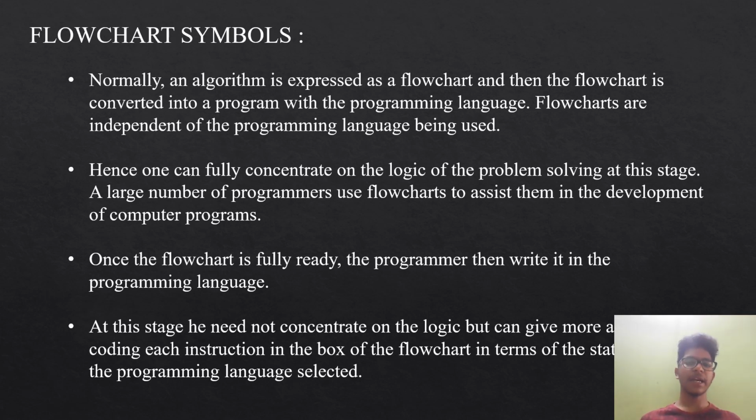Flowchart symbols. Normally, an algorithm is expressed as a flowchart and then the flowchart is converted into a program with the programming language. Flowcharts are independent of the programming language being used. Hence, one can fully concentrate on the logic of the problem solving at this stage. A large number of programmers use flowcharts to assist them in the development of computer programs. Once a flowchart is fully ready, the programmer then writes in the programming language. At this stage, he need not concentrate on the logic, but can give more attention to coding each instruction in the box of the flowchart in terms of the statement of the programming language selected.